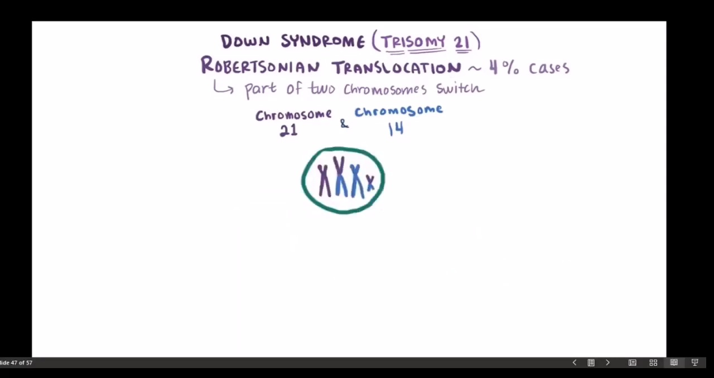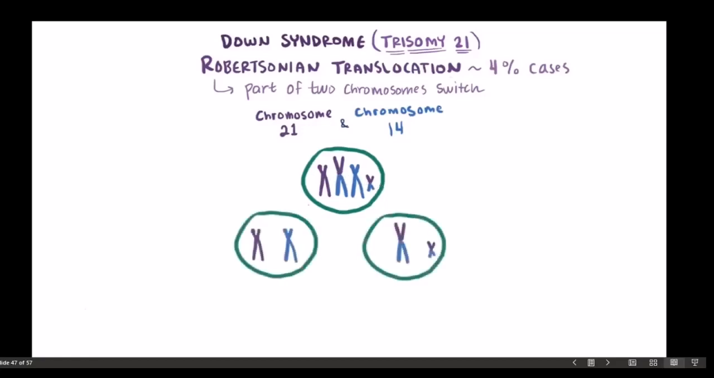This could happen in this manner. The translocated chromosomes, which are these two, would split into two cells in meiosis 1, having one cell with a normal number and composition of chromosomes, while the other one has the translocated chromosomes.